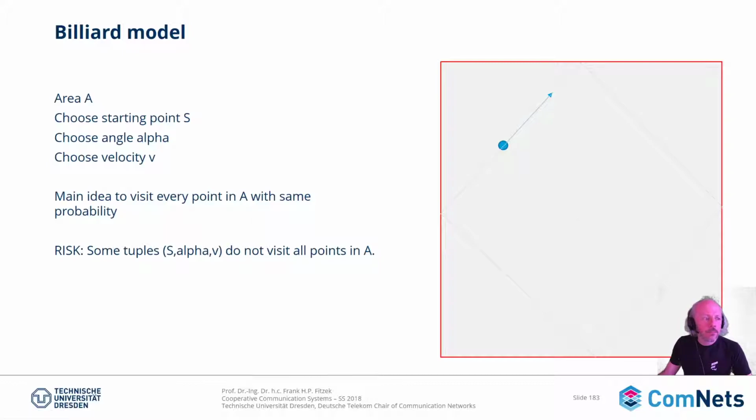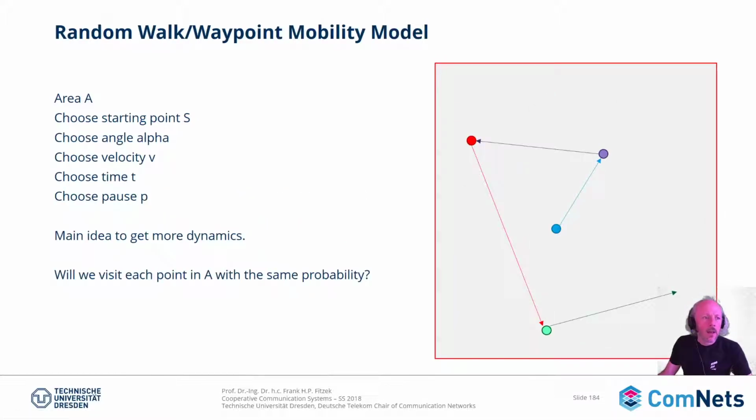And the problem is, with the Billiard model, there might be some tuples where you will not visit all of the points, right? This is clear. Good. So there are different ones, like the random waypoint mobility model. You choose a starting point, choose an angle, choose a velocity, choose a time t, and then pause p.